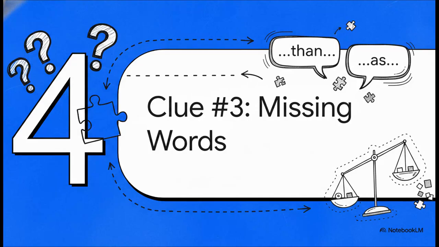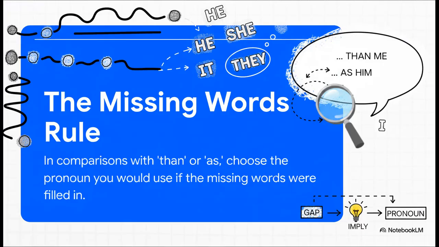All right, let's move on to our third and final clue. I call this one the missing words. This is for those really sneaky comparisons that use the words than or as. The secret here is that these sentences are often incomplete. They leave out words that are just implied. So to find the right pronoun, all you have to do is mentally fill in those missing words.